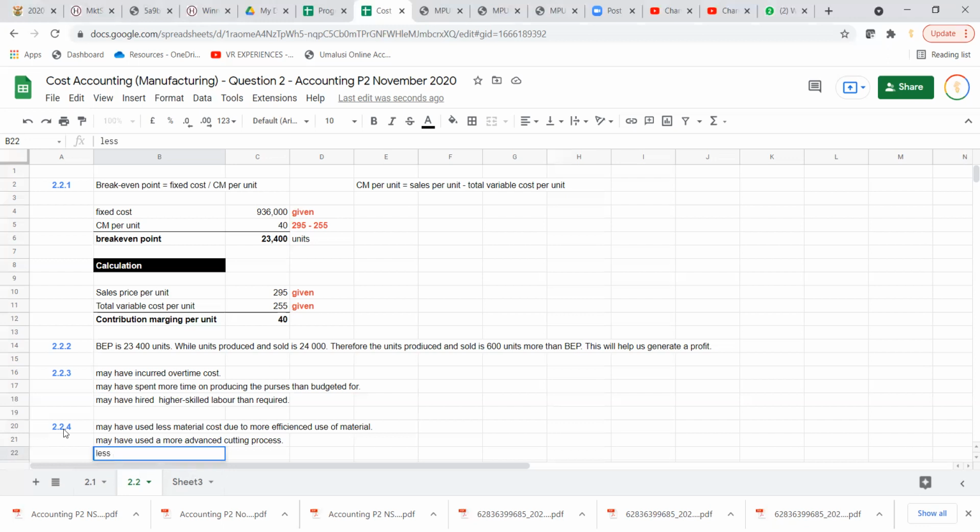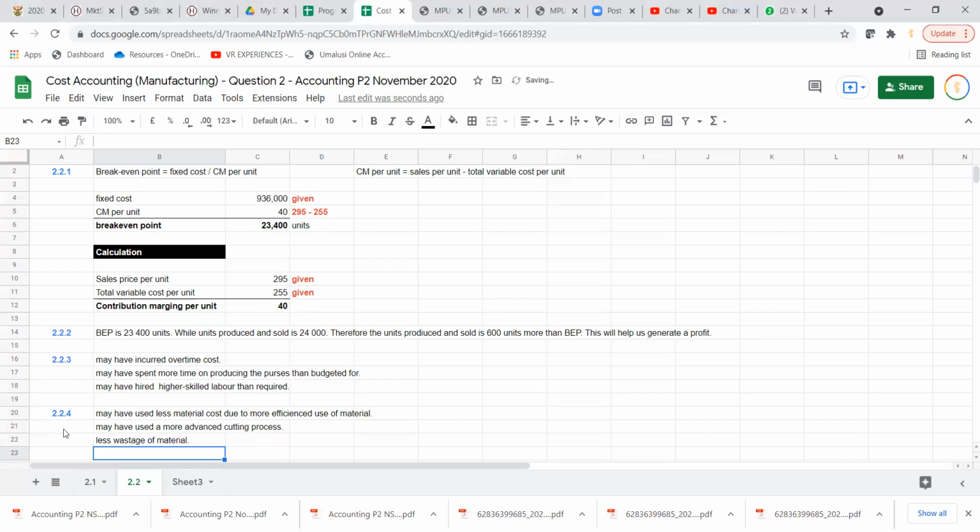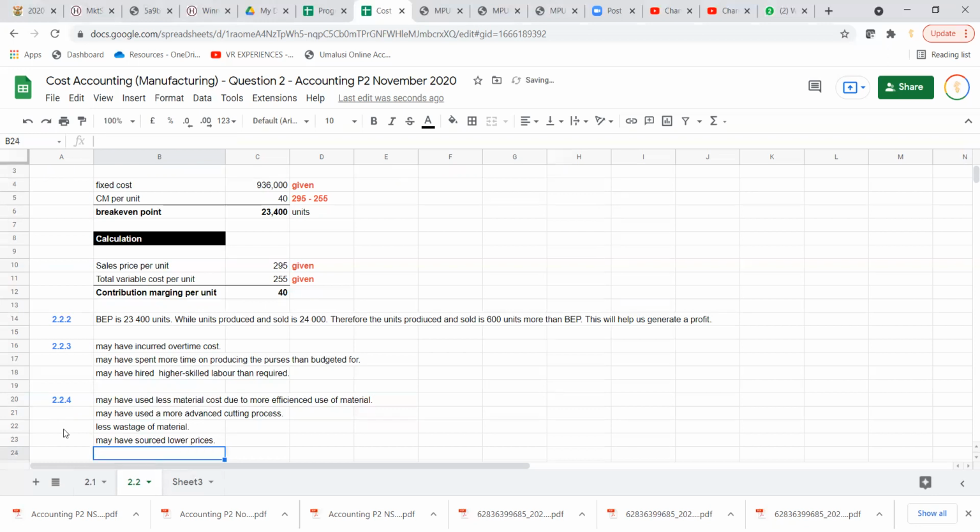Then you can just say less wastage of material. Okay, so any of these reasons. Another way material costs could have decreased, you may have sourced lower prices, or cheaper prices. So any of those two can give you your 4 marks.